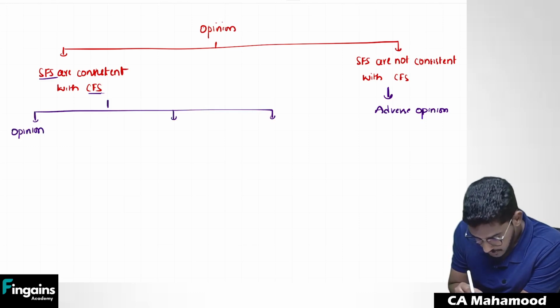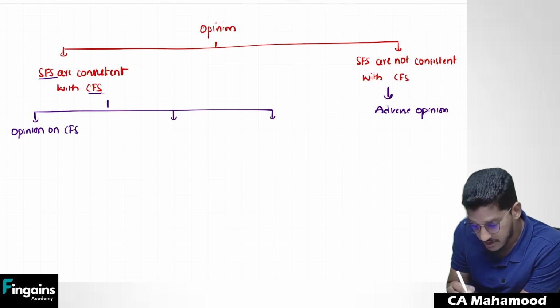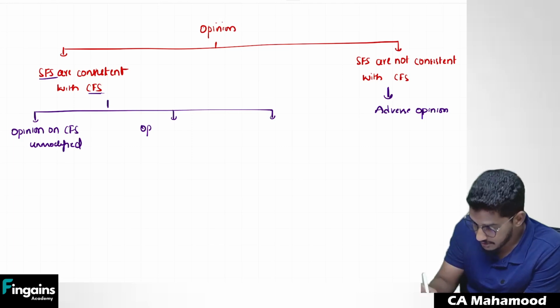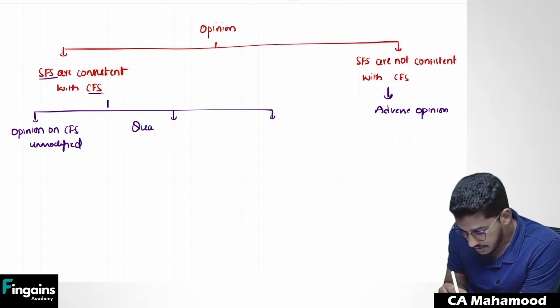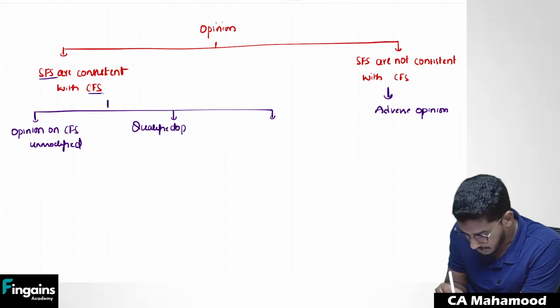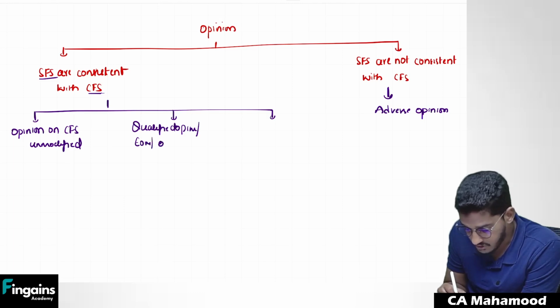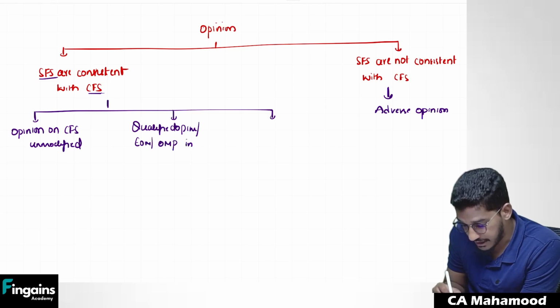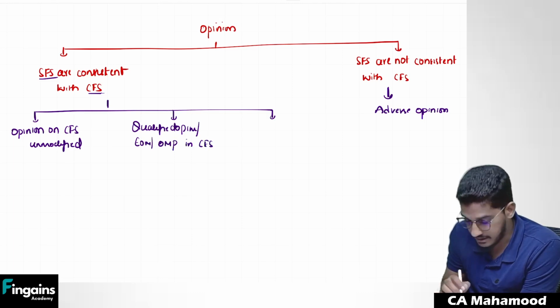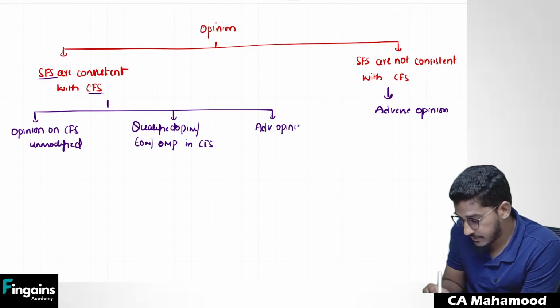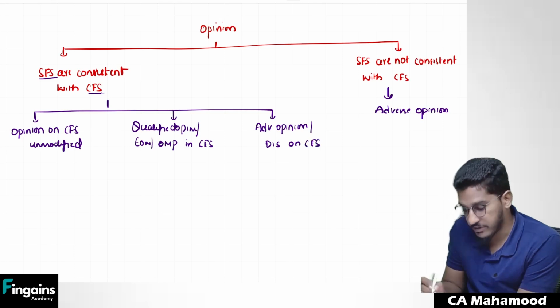The opinion on the complete financial statements could be an unmodified opinion, or it could be a qualified opinion, or the audit report on the complete financial statements could include either an emphasis of matter paragraph or an other matter paragraph. The last case is that there might be an adverse opinion or a disclaimer of opinion on the complete financial statements.